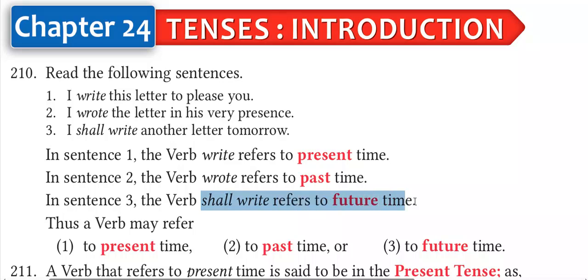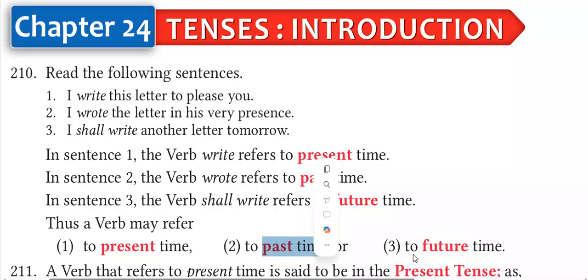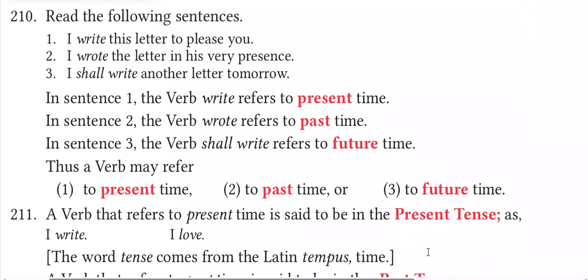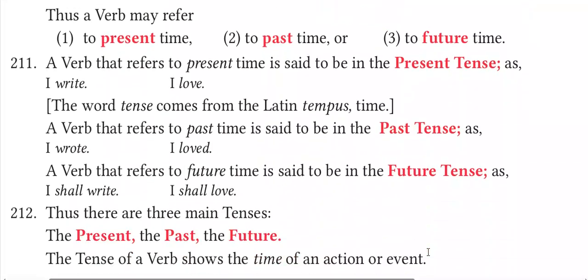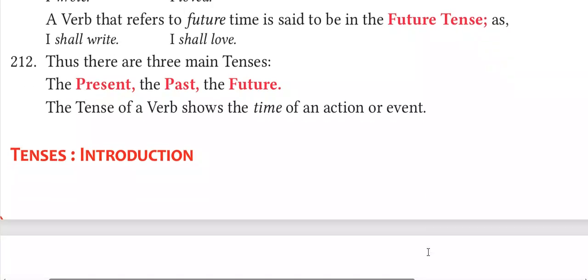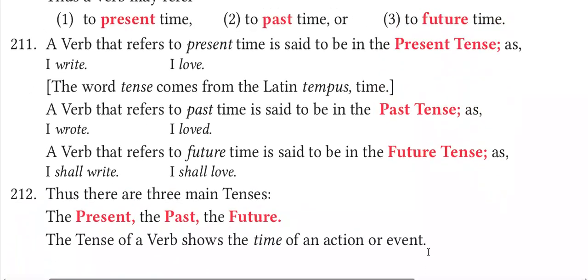So on the basis of that, we can say thus a verb may refer to present time, past time or future time. So we will be discussing present time, we will be discussing past time, right? And then we have another time that is called future time. So the verb is pointing towards these times. The verb is showing us whether it happened in the present time, in the past time or in the future time. Now let's explore these sentences through their definitions, that how and when should we call it present time.